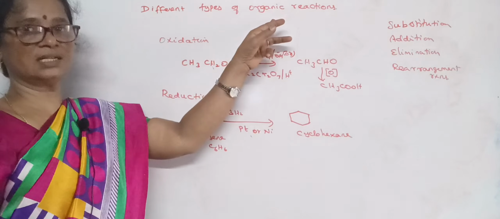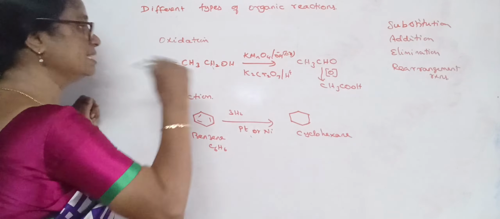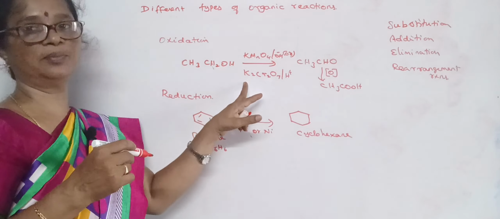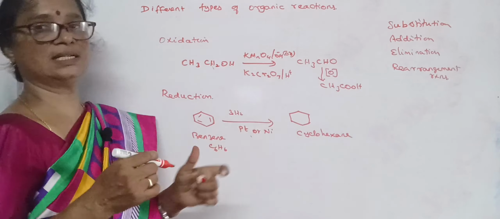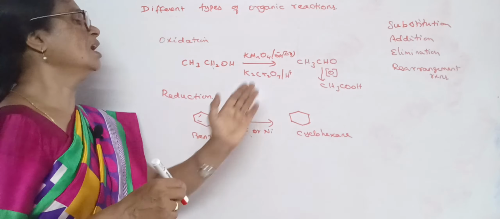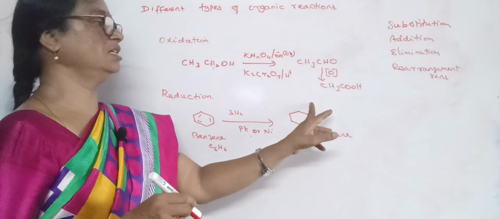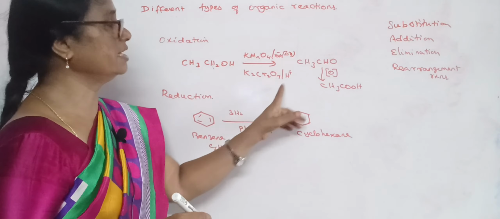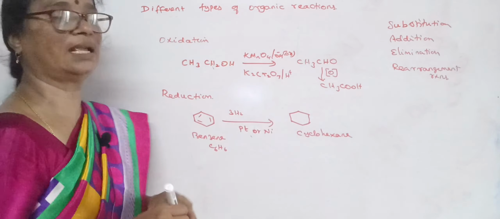The next type of reactions: oxidation and reduction. Oxidation requires oxidizing agents, those are either alkaline potassium permanganate or acidified potassium dichromate. Besides that, we have so many oxidizing agents, but these two are considered the strongest. When ethanol is oxidized, it is subsequently oxidized to aldehyde and carboxylic acid. Ethanol, first of all, on oxidation gives acetaldehyde. Due to the strong nature of the oxidizing agent, the aldehyde is subsequently converted into acetic acid.